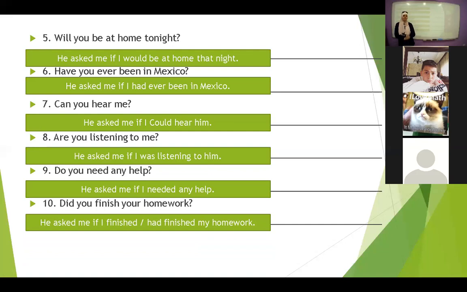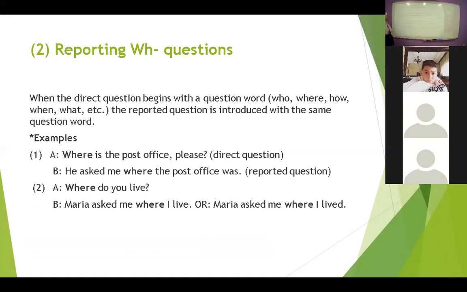Clear? Questions? Miss, what's the difference if we said had finished or finished? Still the same? The same, honey, the same. No differences at all. Okay. Now we are done with reporting yes/no questions. Let's go to reporting WH questions.